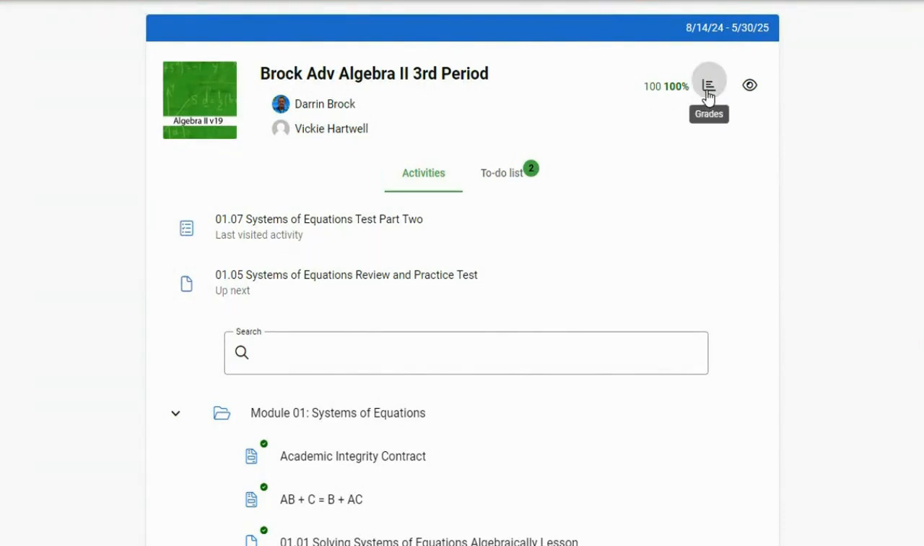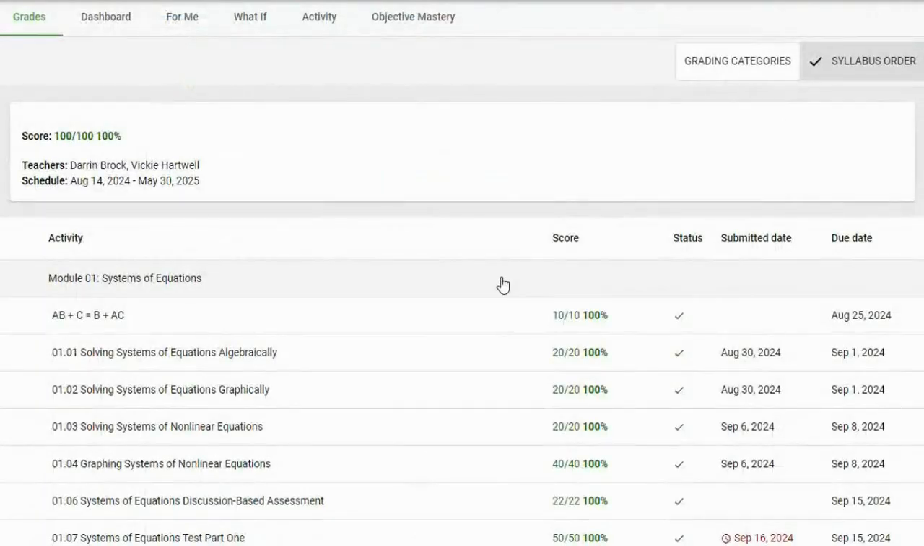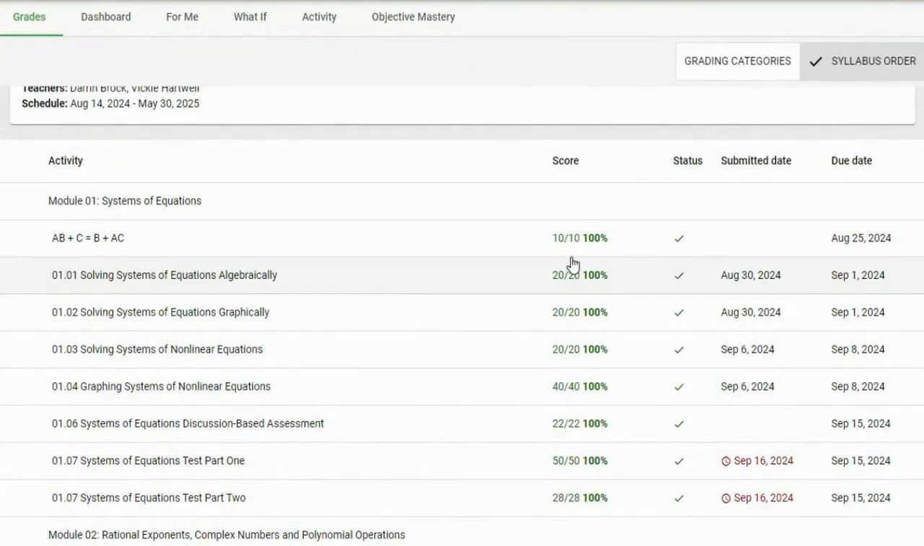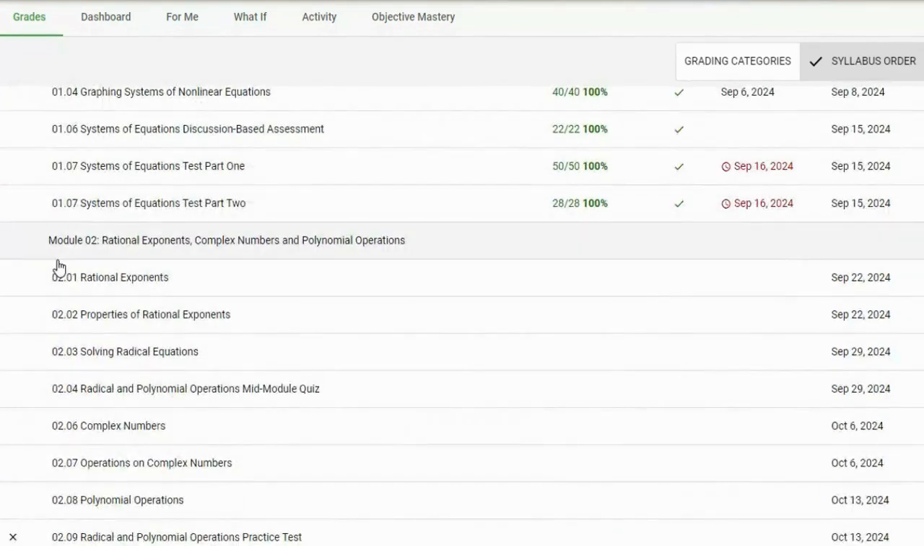Let's look at our grade screen as usual to start out. If we look at that, all of Unit 1 should be turned in. There should not be anything left for Unit 1. Module 1 is finished. We are now ready to start Module 2, Rational Exponents, Complex Numbers, Polynomial Operations. So we've got lots today. We're taking 2 units a week, so this is going to last 5 weeks.